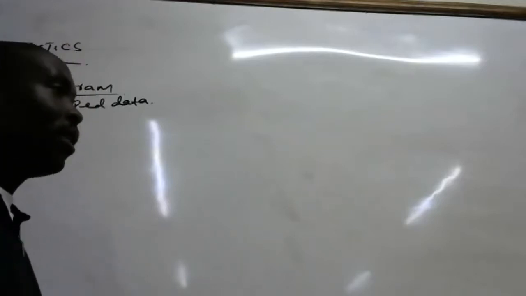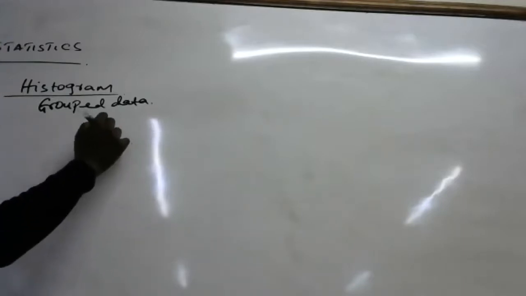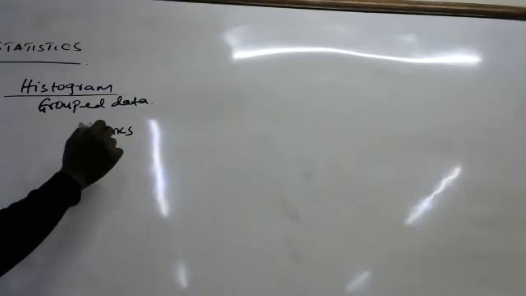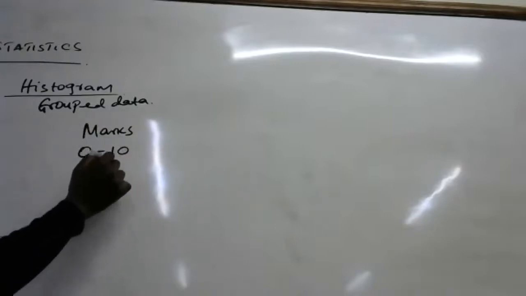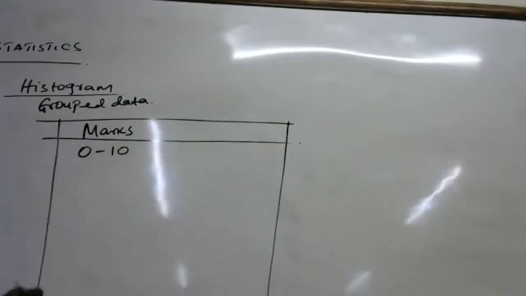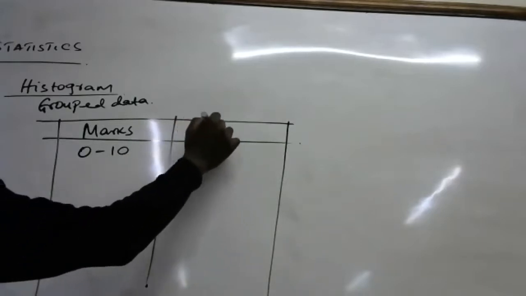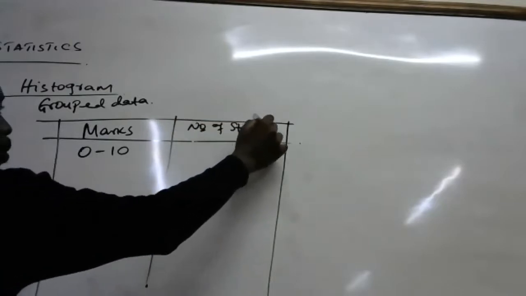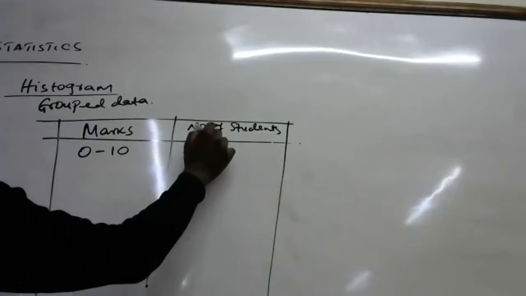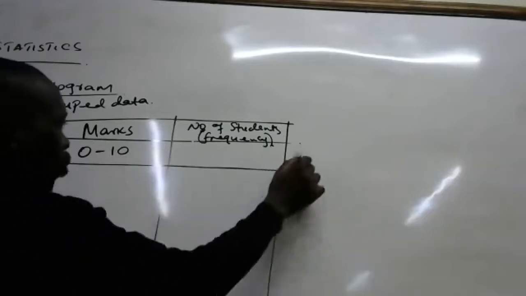For example, if an examination was done, and you are told that the performance of the candidates or the students was presented as shown in the table. So you have the marks, those who scored 0 to 10, and the number of students, which is also known as frequency.